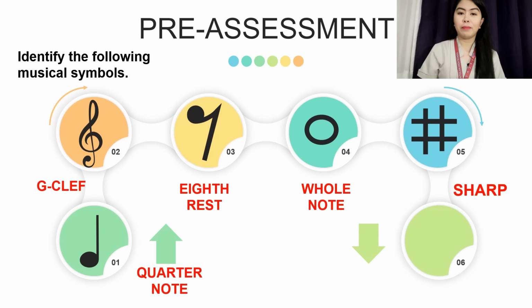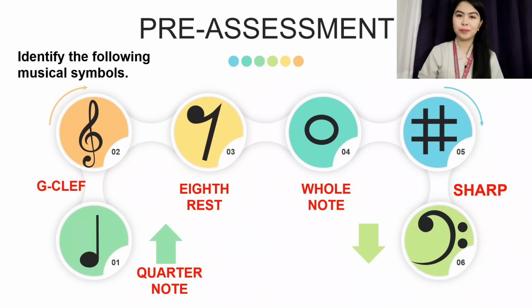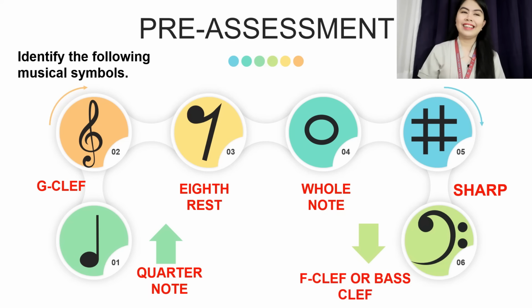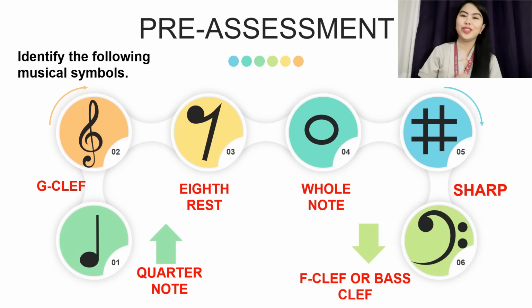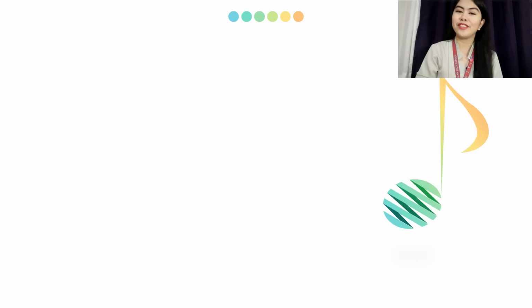And number 6. What's this? That is the F clef or the bass clef. It is the same with the G clef. You see them at the beginning of the musical staff. Good job! I think you're ready to learn more. So let's unlock some words.